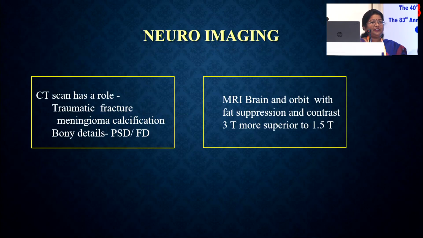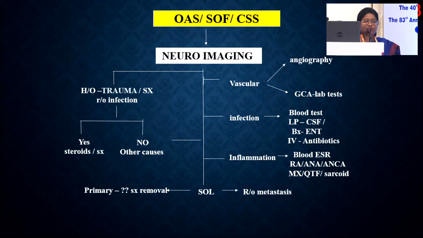MRI brain and orbit is the preferred neuroimaging of choice, particularly thin cuts, fat suppressed, post contrast, preferably 3 Tesla, but 1.5 Tesla will also do, with FLAIR and STIR sequences, and FIESTA probably in a cranial nerve palsy. CT has a very limited role, maybe after post-traumatic fractures, for meningiomas, or to decipher bony details, particularly in diseases like pneumosinus dilatans or fibrous dysplasia.